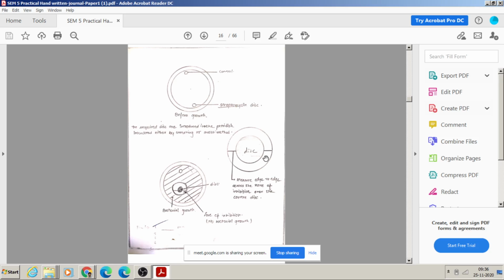So this particular line, the zone you have observed from the periphery of the disc toward the edge or margin of the microbial growth here.